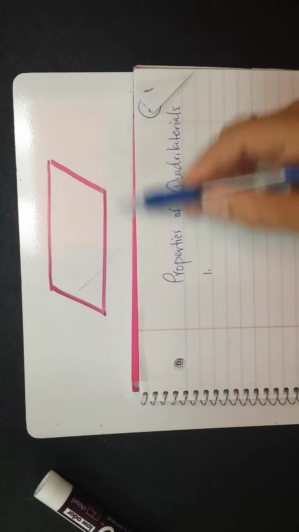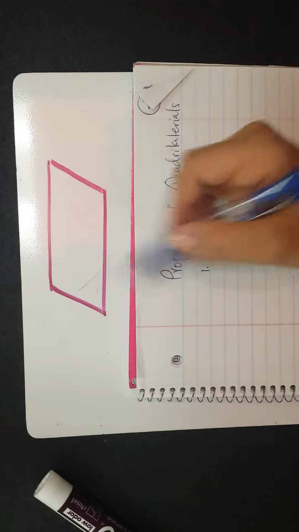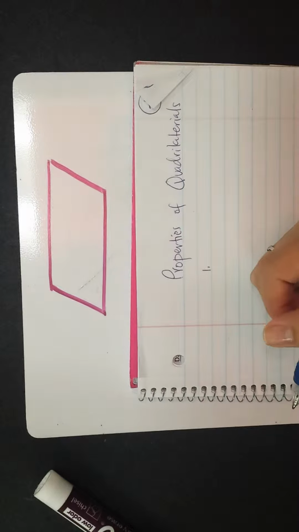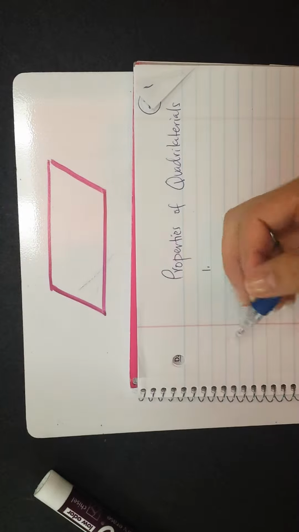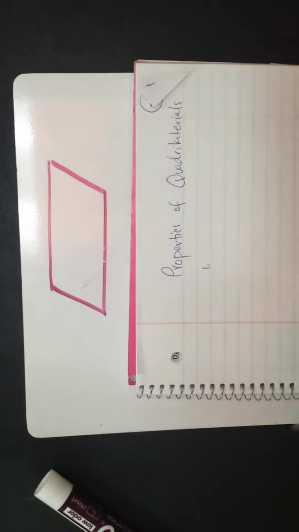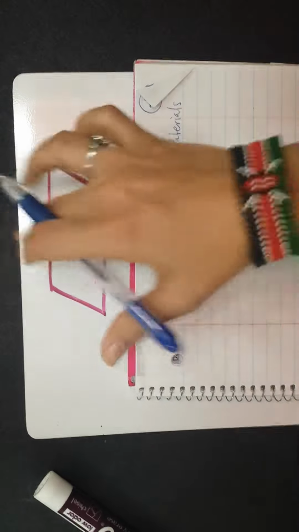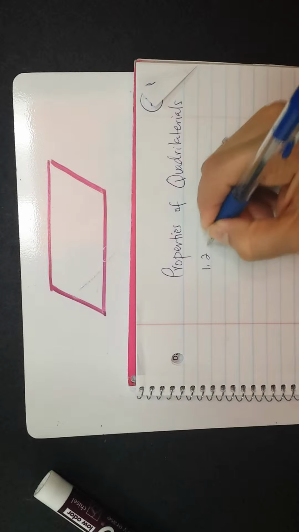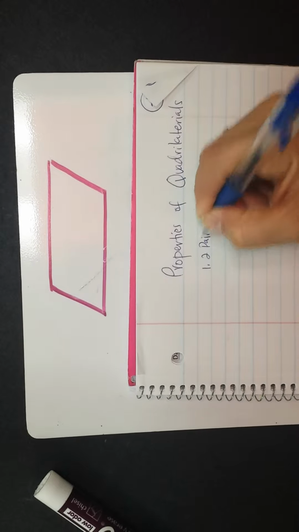What is the most obvious thing? It's in the word parallelogram. All right, what's the most obvious thing? That it has obviously two sets of parallel sides. So two pairs of parallel sides. So number one, two pairs of parallel sides.